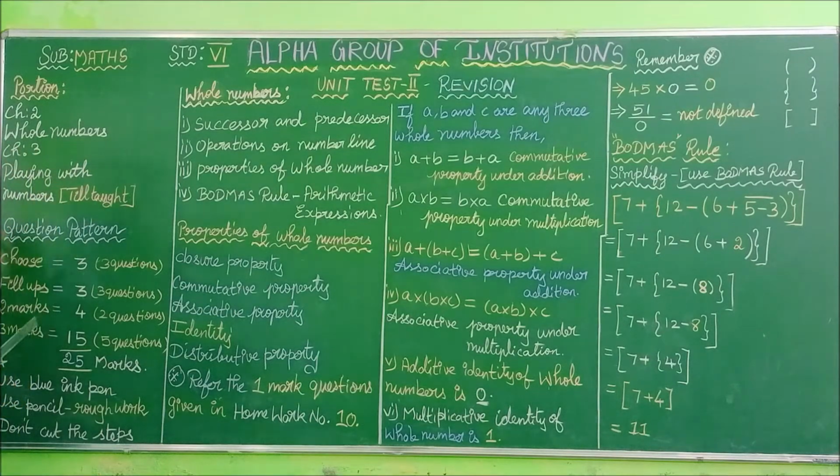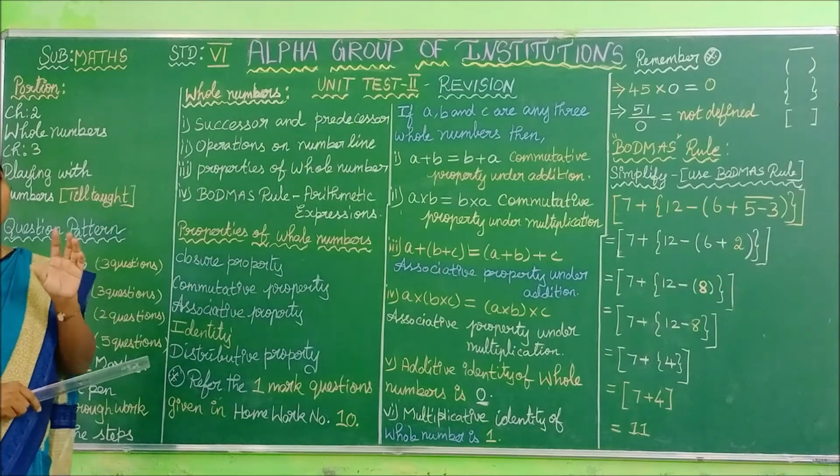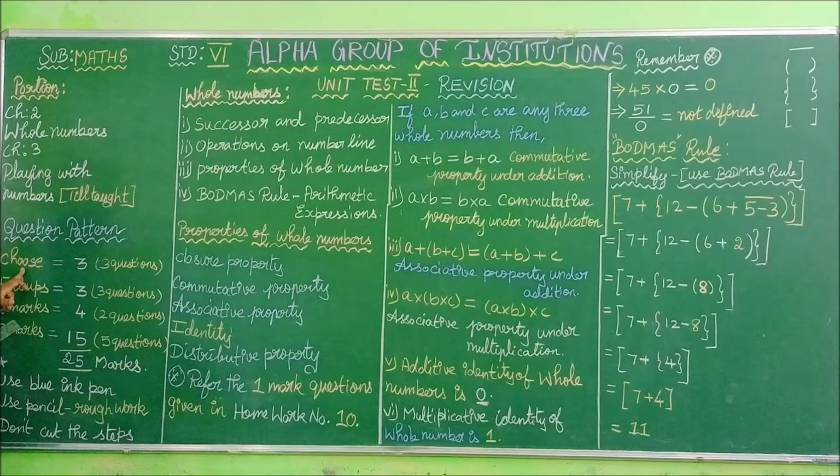See here children, this is your question pattern. You are going to write your exam for 25 marks. Choose the answer, 3 marks. So you have 3 questions, 3 into 1, 3. And fill-ups, 3 marks. 2 mark questions, 4: you have to answer 2 mark questions, 2 into 2, 4. And 3 mark questions, 5 of them. So 5 questions, 5 into 3, 15. So 4 plus 3, 7; 10 plus 15, 25. So totally you have to write the test for 25 marks.